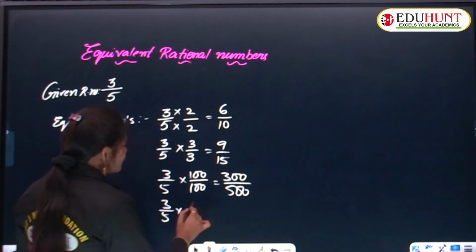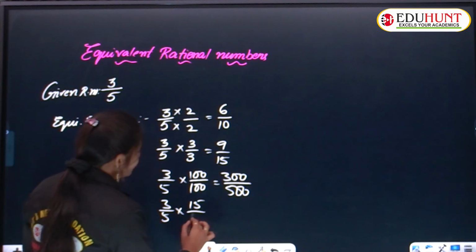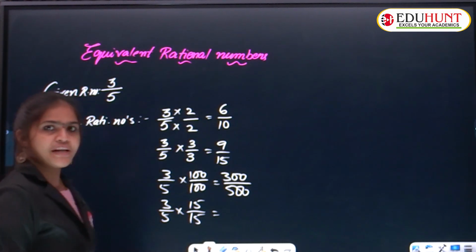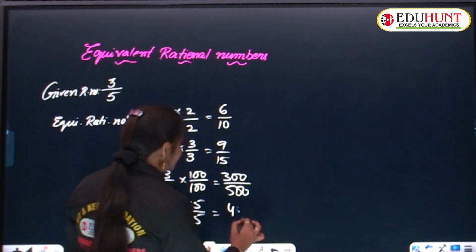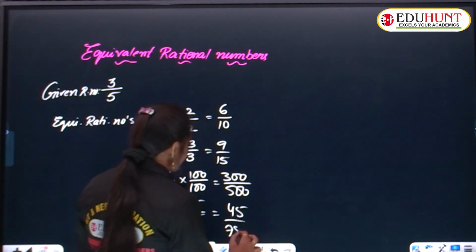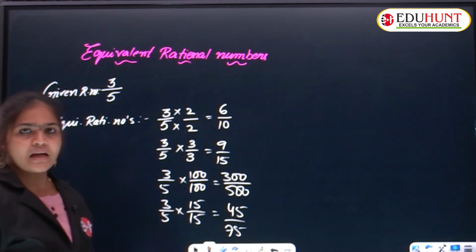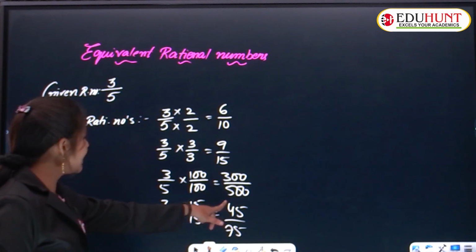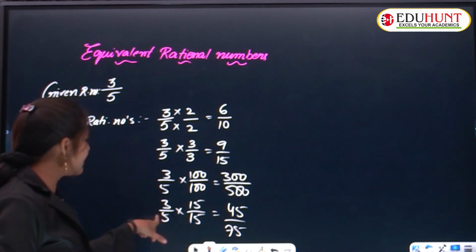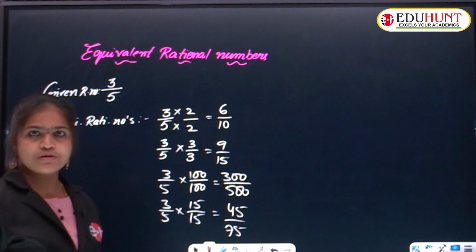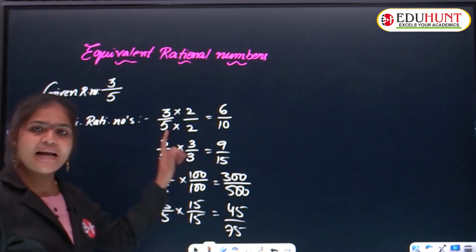3/5 multiplied with 15 by 15. 15 threes are 45, 15 fives are 75. Understood? 45 by 75. Again, cancellation by 15, you will get 3/5. Understood? So this is related to multiplication.